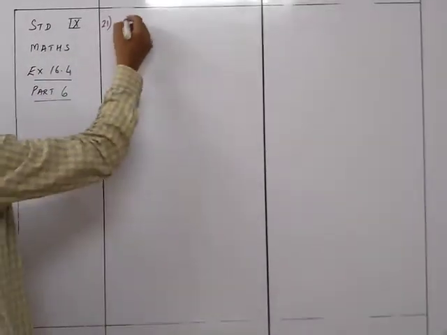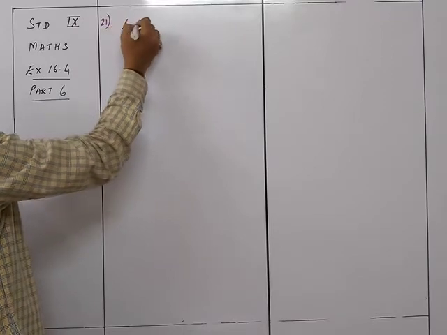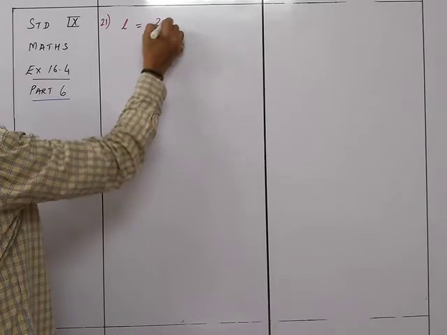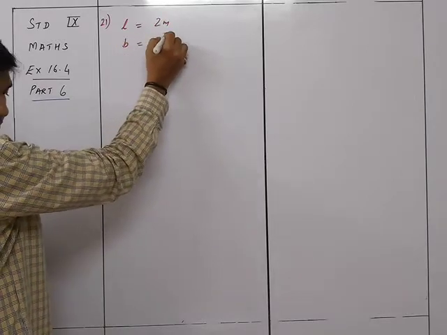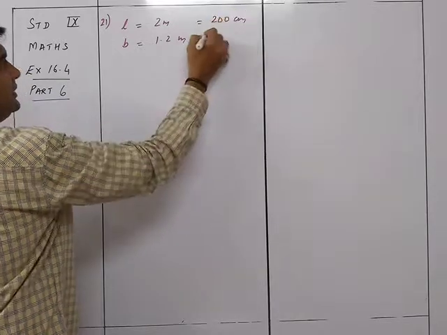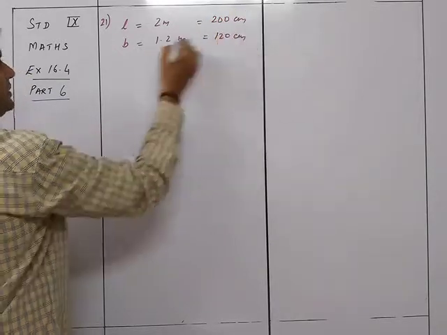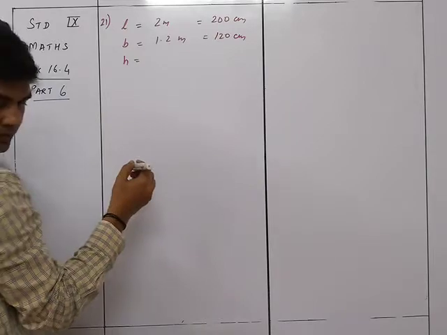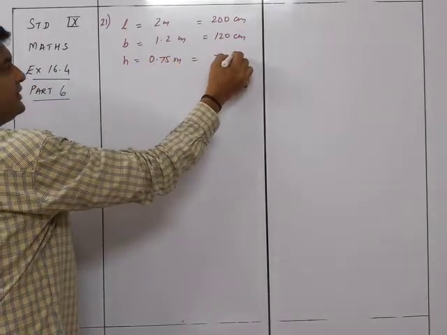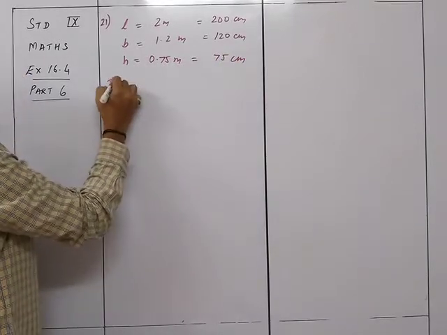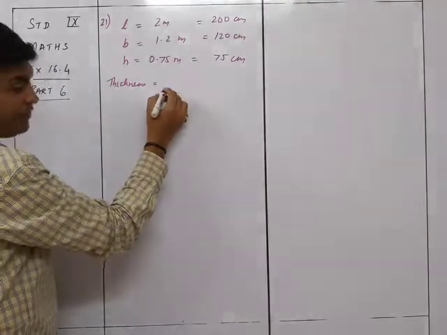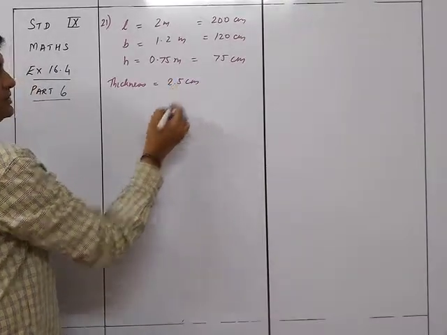Okay, first of all, you know the inner dimensions. Length is 2 meters, breadth is 1.2 meters, which is 200 centimeters and 120 centimeters, and height is 0.75 meters, which is 75 centimeters. Thickness is 2.5 centimeters.